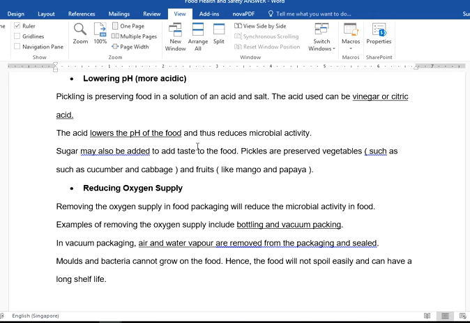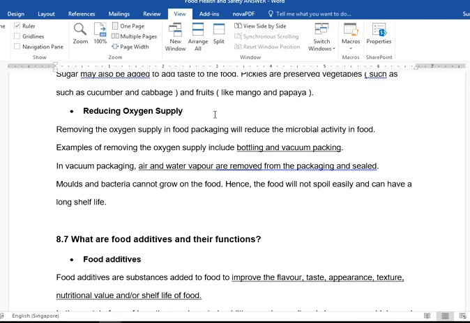Sugar may also be added to add taste to the food, to balance the flavor of the acid. Pickles are preserved vegetables such as cucumber and cabbage, kimchi, and also pickles, the kind that you use in sandwiches, pickled gherkins, and also pickled fruits like pickled mango and pickled papaya. All right, next, reducing oxygen supply.